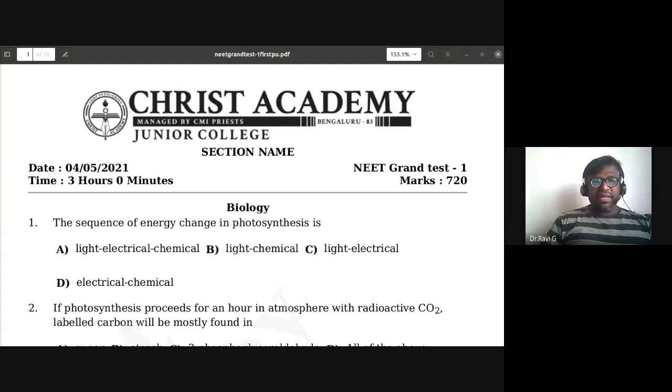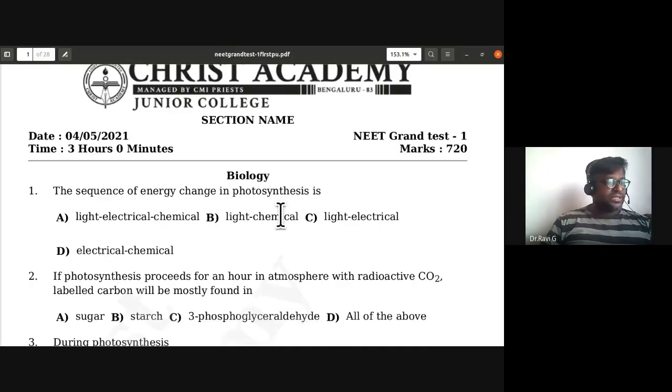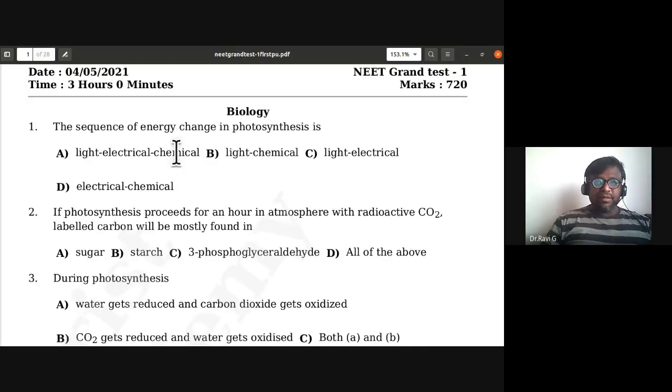So the first question that we had was, the sequence of energy change in photosynthesis is. So what is the sequence of energy change in photosynthesis? Is it light, electrical, chemical, or is it light and chemical, or is it light and electrical, or electrical and chemical? So what is the answer for this? Yes, it is B. It is light chemical. Okay, the answer is light chemical.